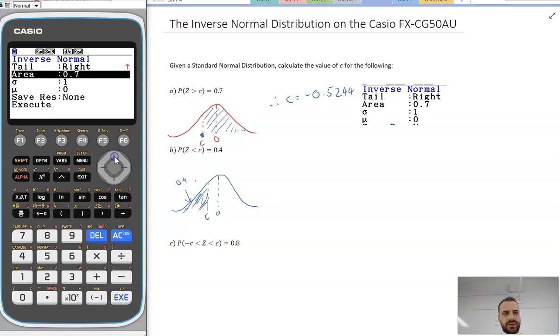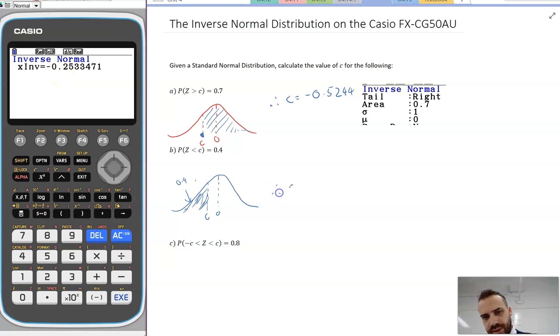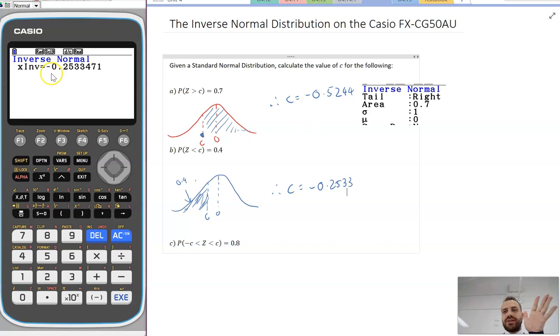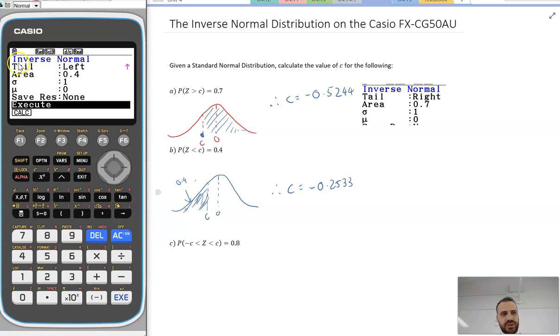All right, so here we are. Tail, this time it's going to be a left tail. The area is going to be 0.4 and 1 and 0. And I'll draw it. And again, I get an answer of negative 0.25. So therefore, C equals negative 0.2533. Now, obviously, if I got a positive answer, I'd be really worried here because I sort of reasoned out that I was going to have a negative answer before I started. Again, make sure that you copy this stuff here so your examiners know what you're doing.